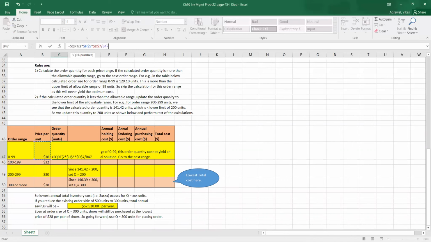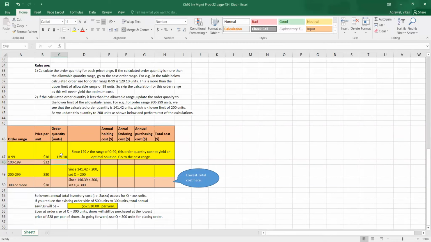This is the carrying cost, which should equal 20% of the purchase price. So we're gonna say 0.2 times B47. Then I'm gonna take the whole square root of that, so I'm gonna put this in parentheses as well. I like putting my numbers in parentheses to avoid any sort of confusion.